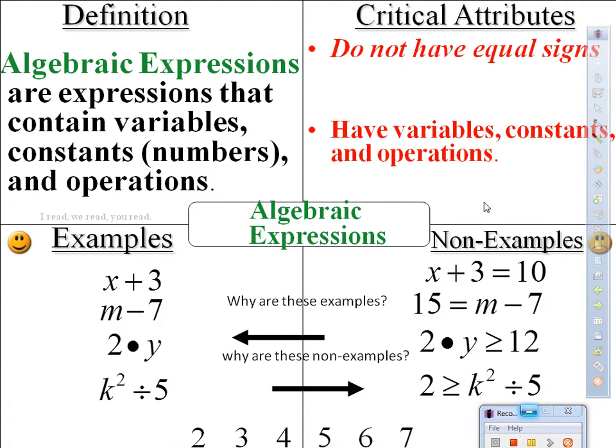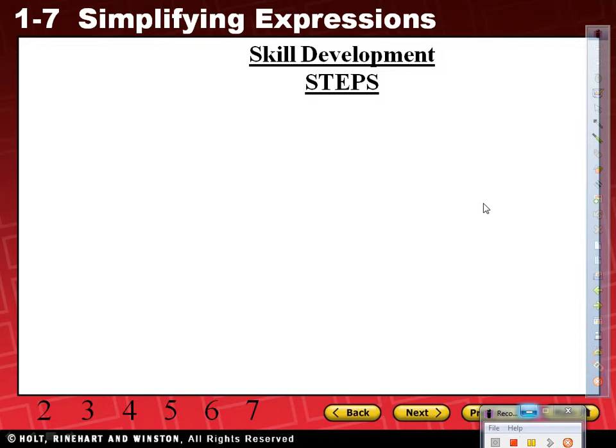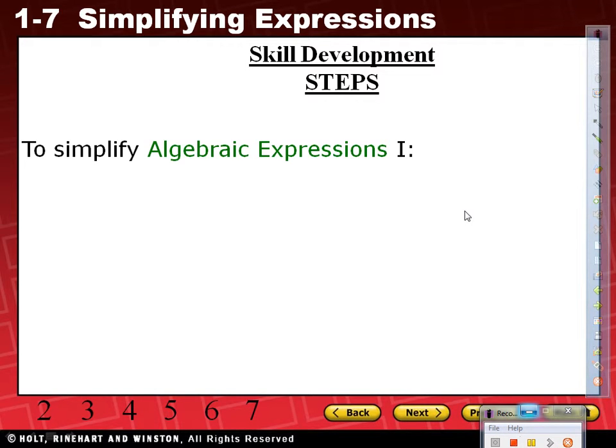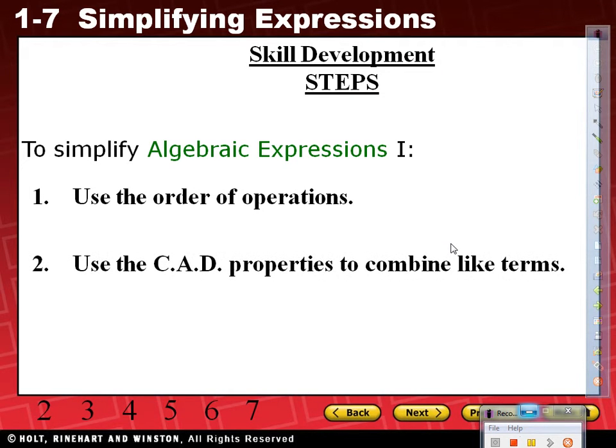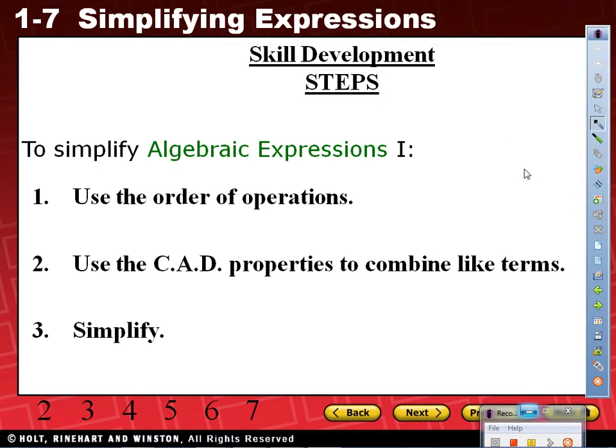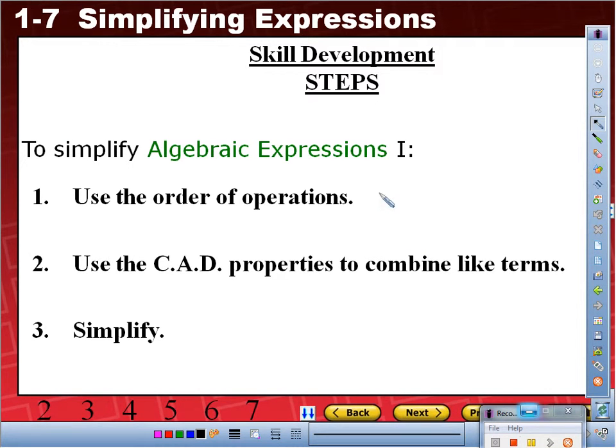Let's continue. I give you guys some steps to follow. Here you go. Step 1: To simplify algebraic expressions, use the order of operations. Step 2: Use the properties to combine like terms. And step 3: Simplify. So, order of operations, right next to it, I want you to write P, E, M, D, A, S. Okay?